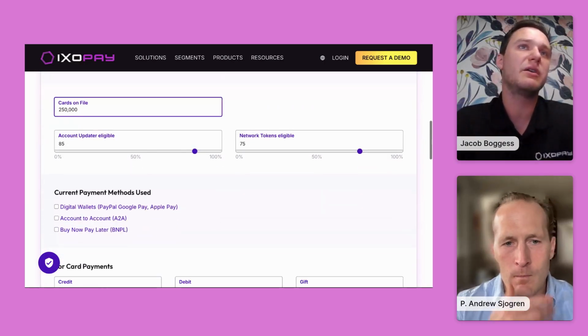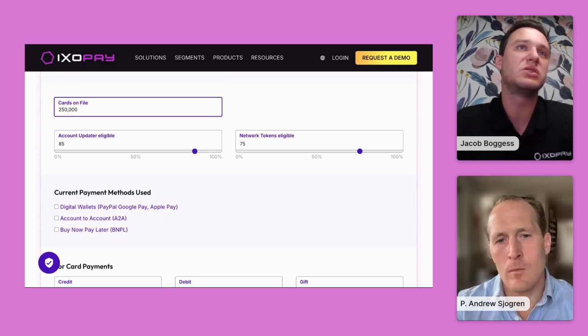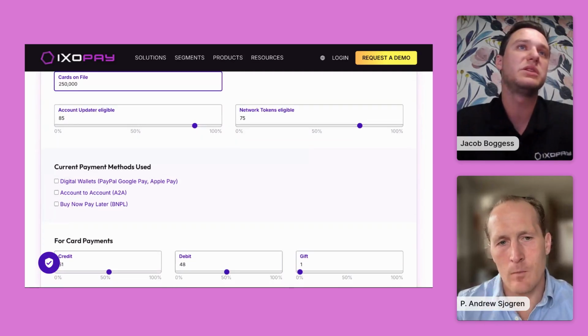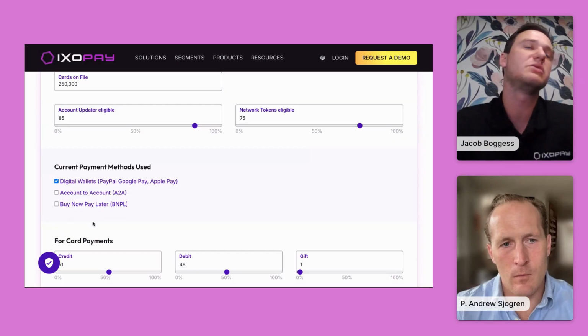Current payment methods used. Let's do digital wallets. And for right now, I would imagine, let's do buy now, pay later as well. They may not be doing account to account.